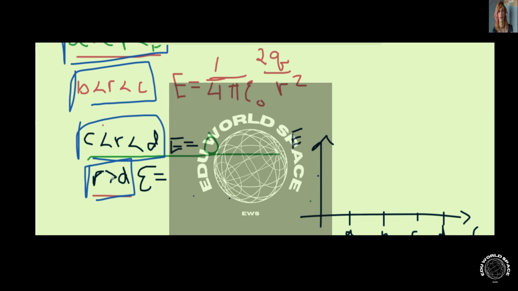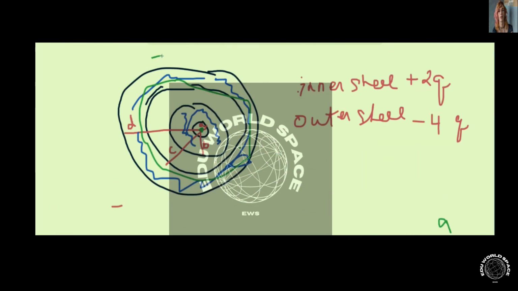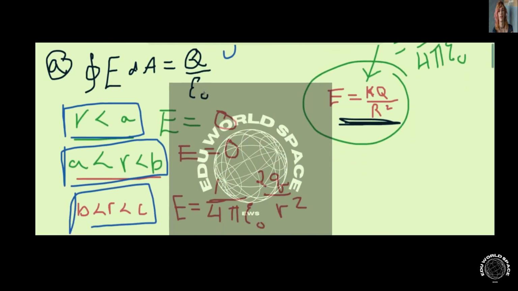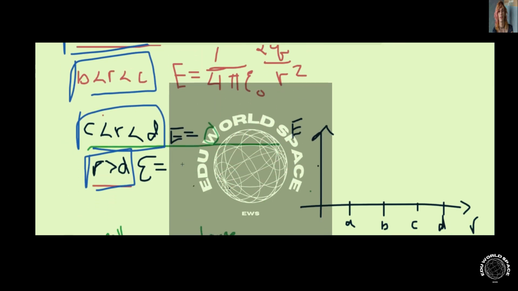And finally, when we are outside of this system, all you have to do is take the total charge, minus 4q plus 2q is minus 2q. So Q enclosed is minus 2q. And we get E equals 1 divided by 4 pi epsilon naught times minus 2q over r squared.